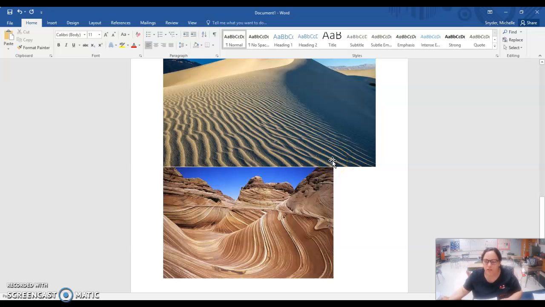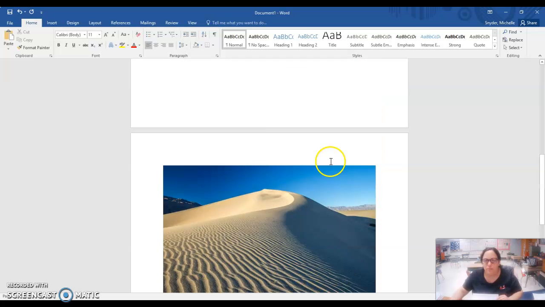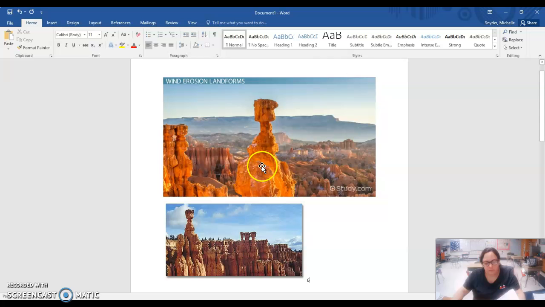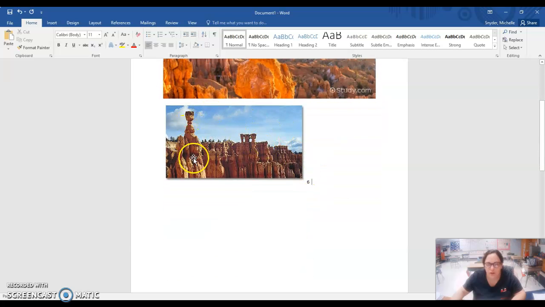So we are moving on to our next science unit, and it is about the different Earth systems and how they shape the Earth. So let's look at these pictures quickly. Take a look at these pictures. Look at this picture right here. Look at this land. How do you think this land was created, or this formation in this one?